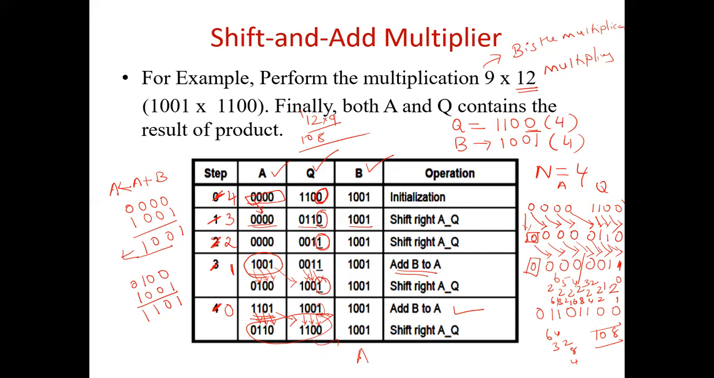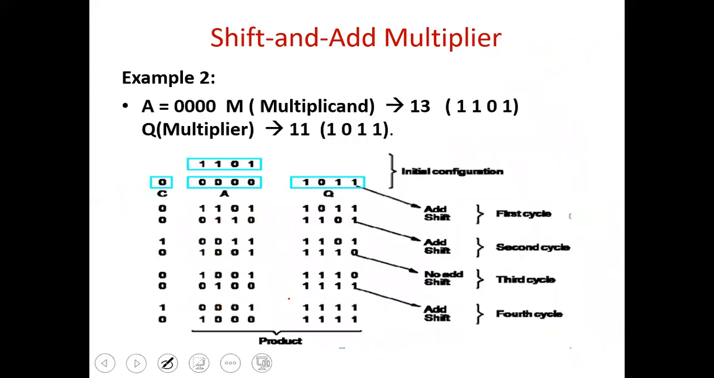So the answer is A plus Q. Plus in the sense I am not adding; I have combinedly joined A and Q. That is the final product. Got it? So this is called a shift and add multiplier. We'll see one more example.